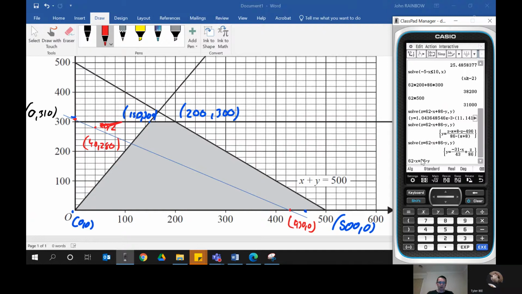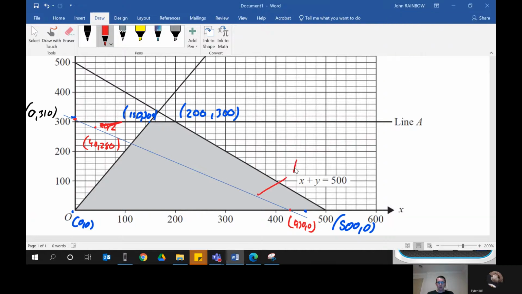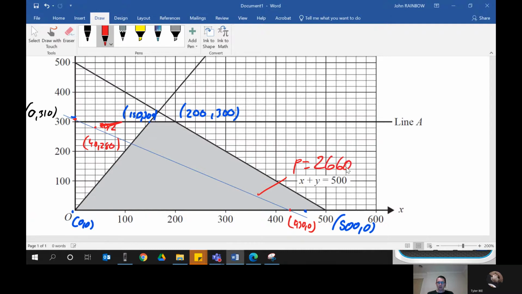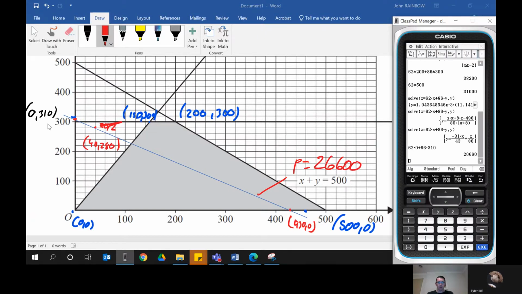So really, if we look at 62, how many, I've done none. We're going to look at this point, plus 310. So if you have 310, that's going to give you 26,600. So the profit of this line, where it is at the moment, everything along this line is going to give us 26,600. It doesn't matter what point you choose, it should give you that because that's what the line's representing.